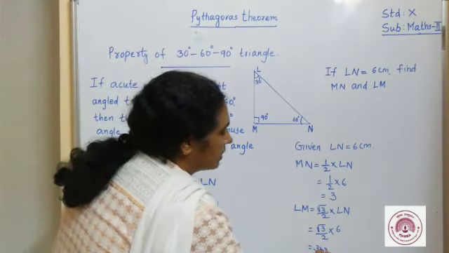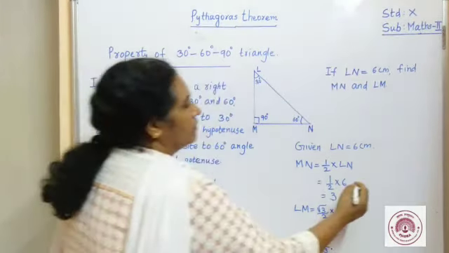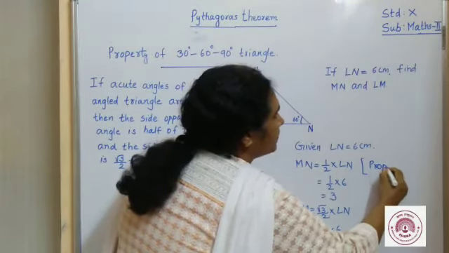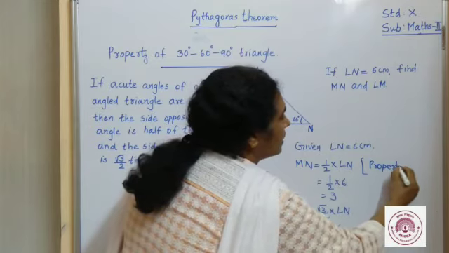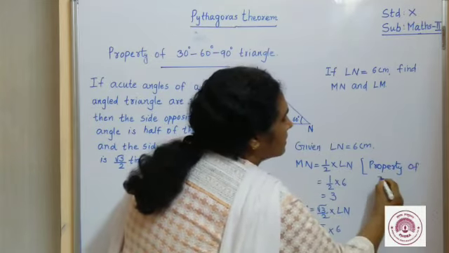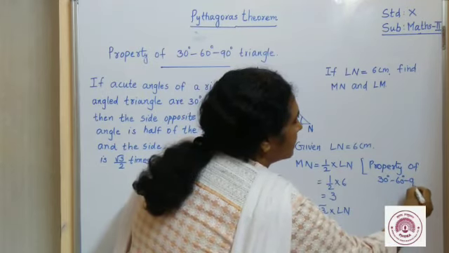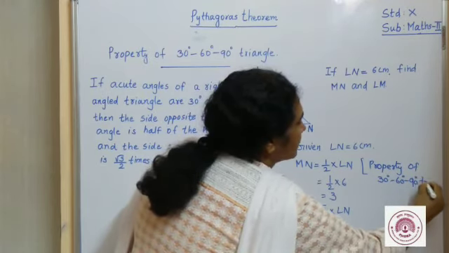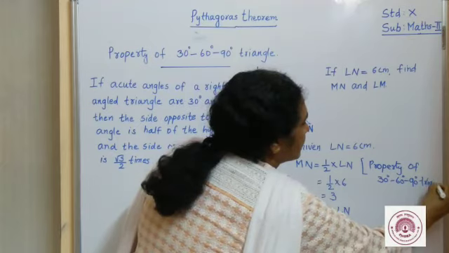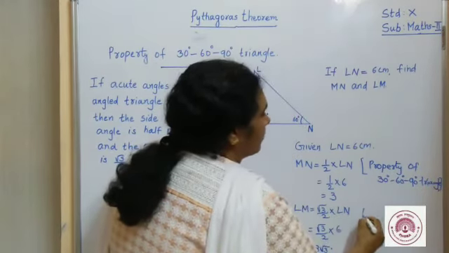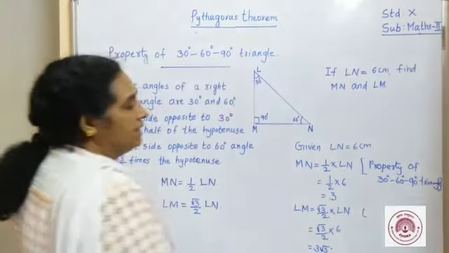3 root 3. So here we will write the property of 30-60-90 triangle. And here also the same property of 30-60-90 triangle.